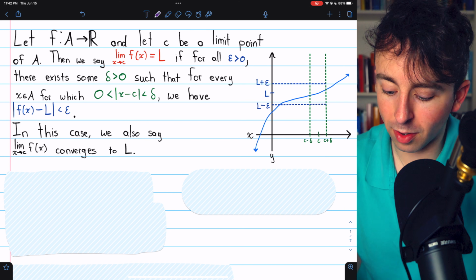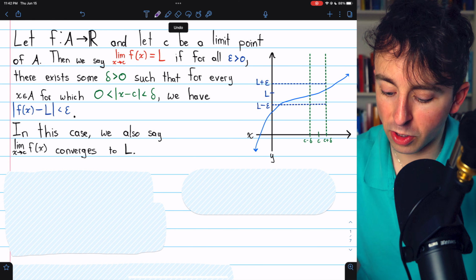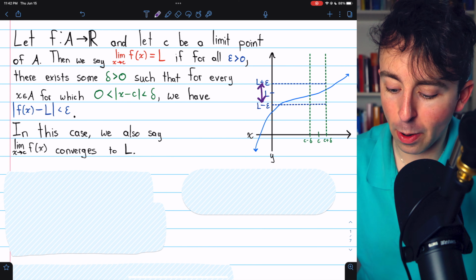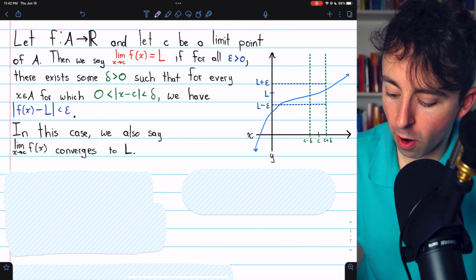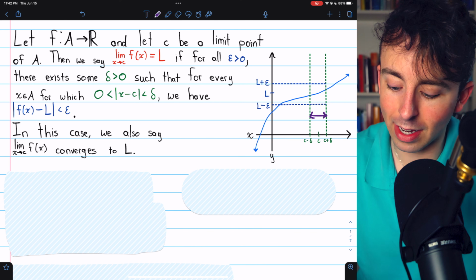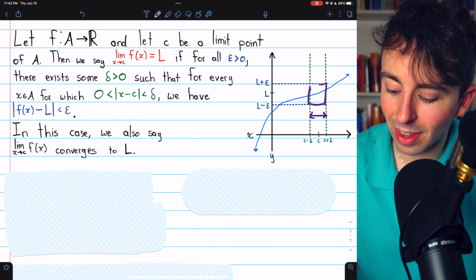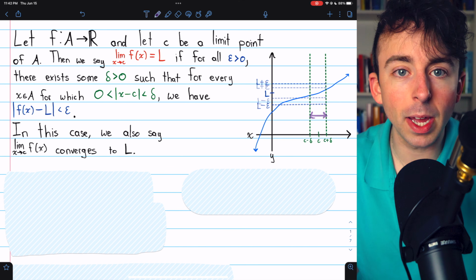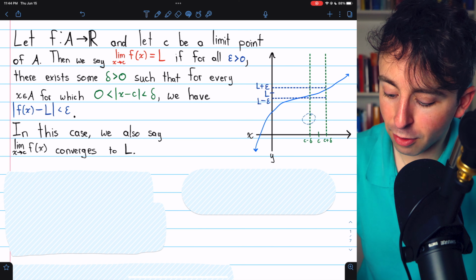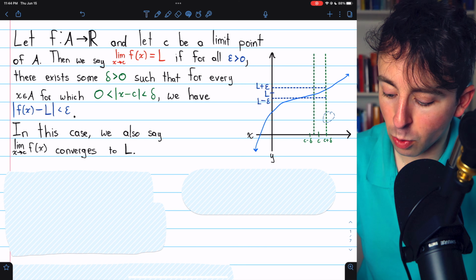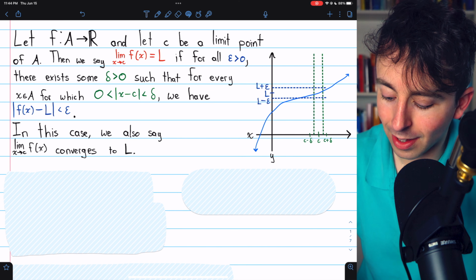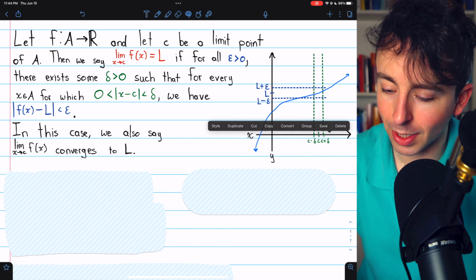We could consider some epsilon greater than 0, which gives us this tolerance around the limit. And as long as x is within delta of c, we see that our function does stay within epsilon of the limit. If we reduce the tolerance, a smaller delta will typically be required in order to satisfy the condition, although that's not totally clear in this picture, but that's typically the case.